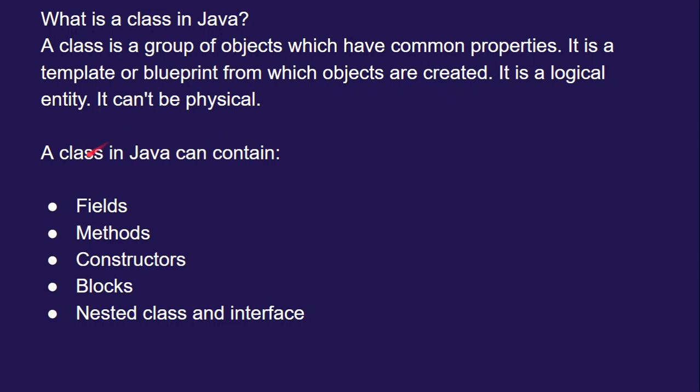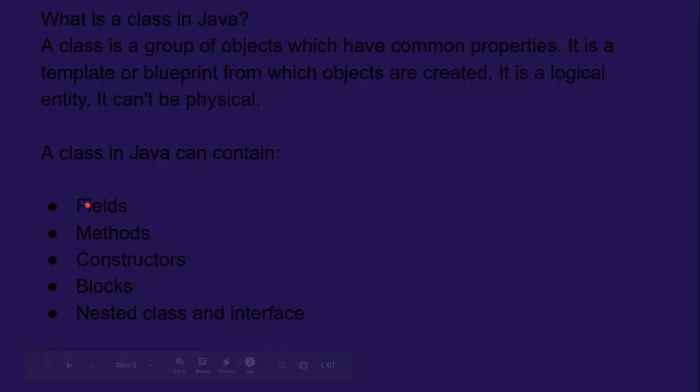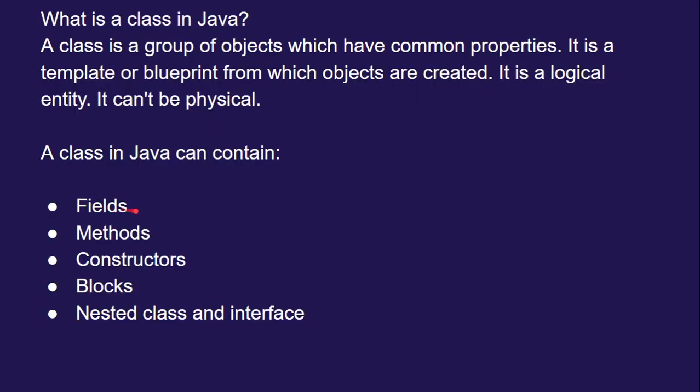Okay, so now here a class in Java can contain fields, methods, constructors, blocks, nested class and interface. So actually what a field is, is the data. When you say a student record, the fields are the name, registered number, age, date of birth. So those are the fields, they are the data. And methods are the functions or the behaviors. So here we can read the data, we can write the data, we can print the data, we can calculate the values. These are all the methods.